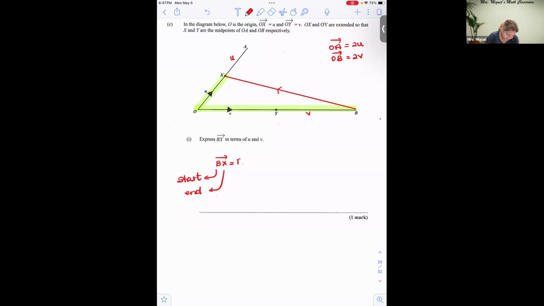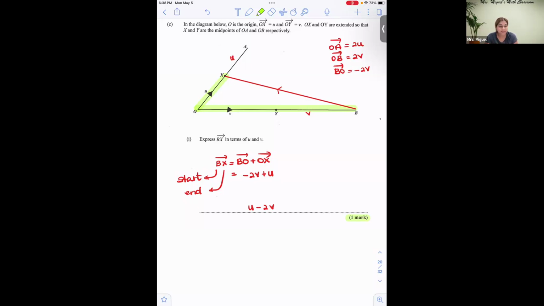All right, so we're going from B to O and O to X. So I know that OB is 2V, so BO is simply negative 2V. And OX is U. So it is U minus 2V. Somebody might ask, Miss, if I put negative 2V plus U, would I get it correct? Yes, the answer is yes. So this is 1 mark, right? It wasn't too difficult. And just by understanding what the vectors represent, we're supposed to be able to get that.